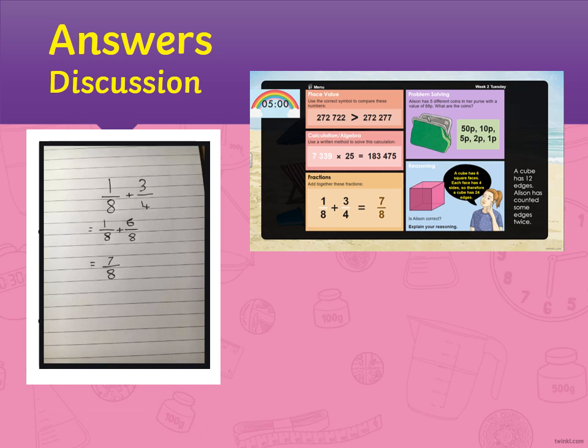Fractions. Add together these fractions. We've got 1/8 plus 3/4. In order to do that, we know that the denominator needs to be the same. It makes it much easier to add together when the denominator is the same. So let's convert our 3/4 into eighths. What do we need to multiply 4 by in order to turn it into an 8? Super, we need to multiply it by 2. Whatever we multiply the bottom by, we must multiply the top by. So if we multiply the 4 by 2 to get to 8, we multiply the 3 by 2 to get to 6. So then we have 1/8 plus 6/8, which equals 7/8.